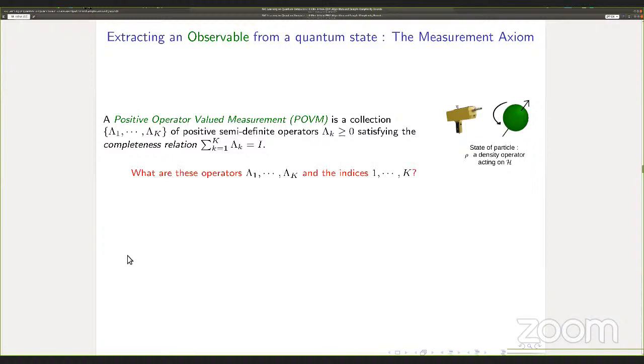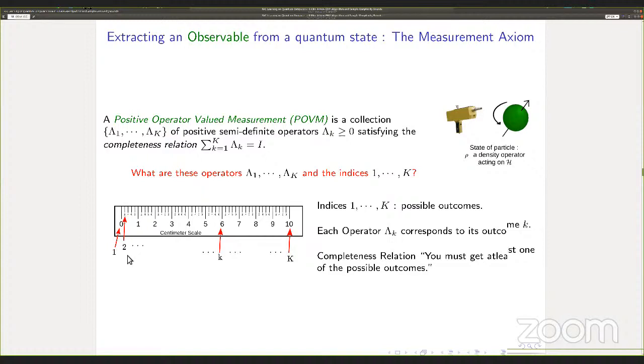I'll explain what this is. What are these operators and what are these indices? Think of a scale. These operators correspond to the lines, the gradations on your scale, and these indices are like the values given to those lines. So if I have a measurement with capital K operators, I can get any of the K outcomes. The completeness relation, which I've written down here, that they should sum to identity, essentially means that you should get one of the possible outcomes.